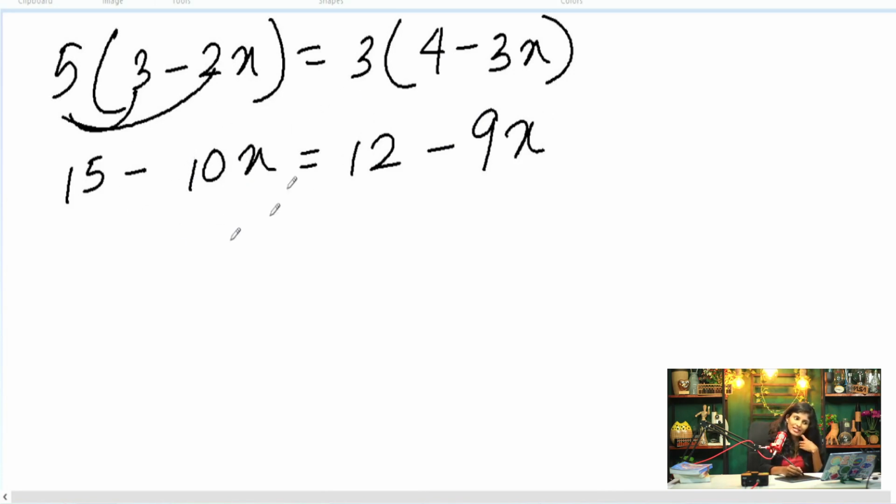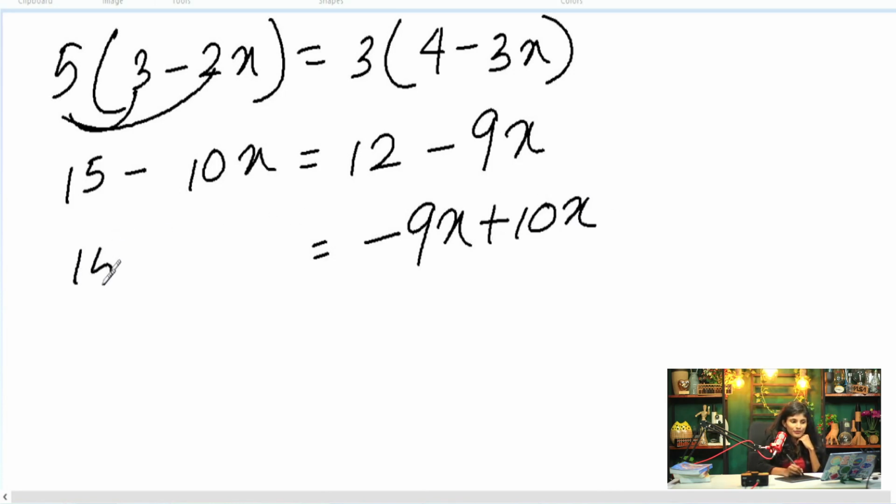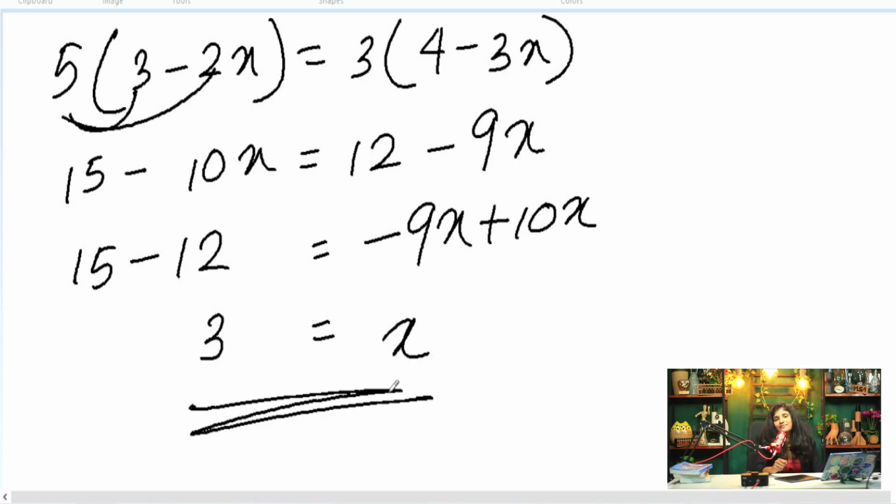Here I will carry this negative 10x to the other side because then it will become positive, no? And here 15 minus 12. 15 minus 12 means what is the answer? Yes, that is 3. Negative 9x, positive 10x. 10 minus 9, what is the answer? 1. So I will keep that as x. So what is the symbol of the larger number? Larger number is 10, right? What is the symbol of 10? Positive. So that's it. This is the answer.